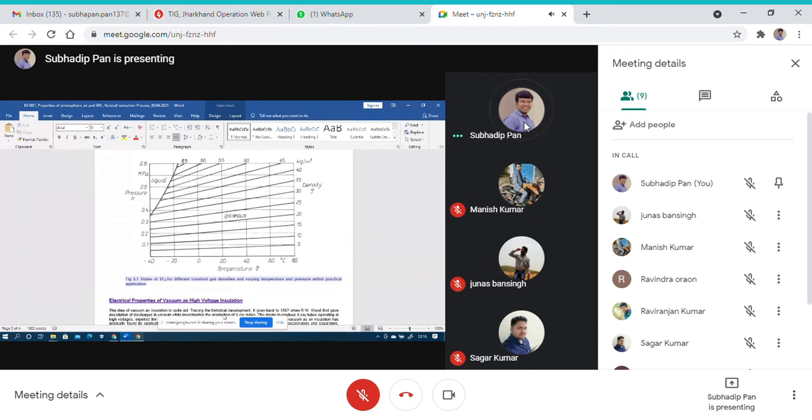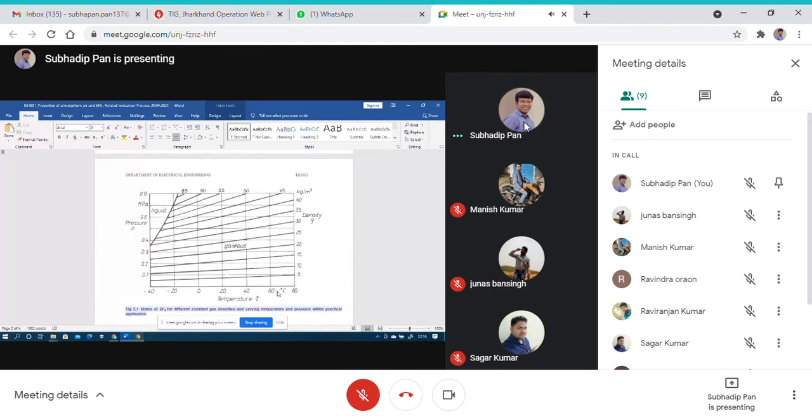Okay, so at various temperatures, what are the different pressures of a particular SF6 gas? That will be shown in this particular figure. If you are using 20 degrees temperature, what will be the pressure of the SF6 gas? If you are using 40 degrees, what will be the pressure of the SF6 gas? If you increase the temperature to 60, what will be the pressure of the SF6 gas? That will be shown in this particular figure.